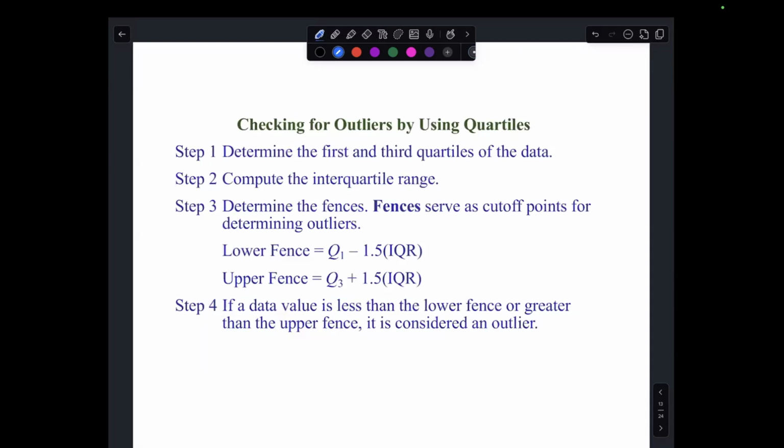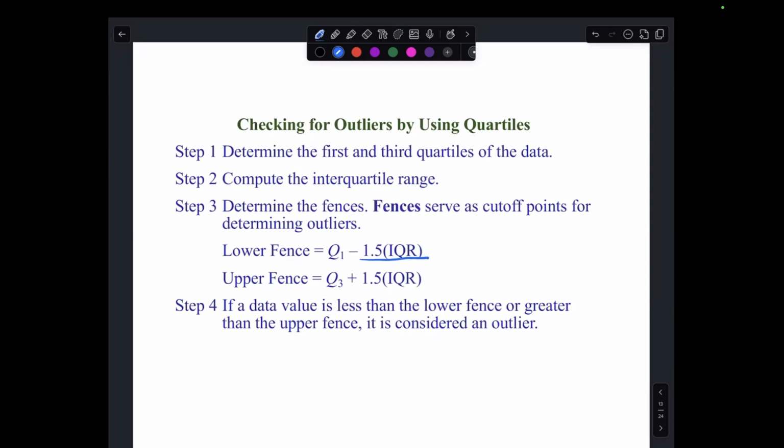The way that we check for outliers using quartiles is we find fences. Fences are the boundaries for our outliers. Any value higher than the upper fence or lower than the lower fence is going to be an outlier. To determine our fences, we take the IQR and multiply it by 1.5. Then you subtract that number from Q1, and that gives you your lower fence. You add that number to Q3, and that gives you your upper fence. So any data value outside those fences is going to be an outlier.